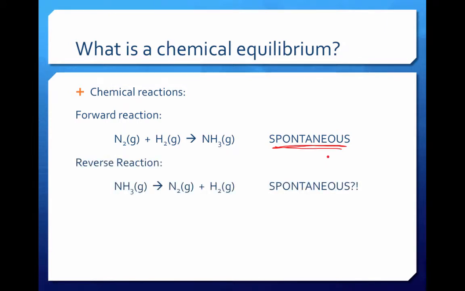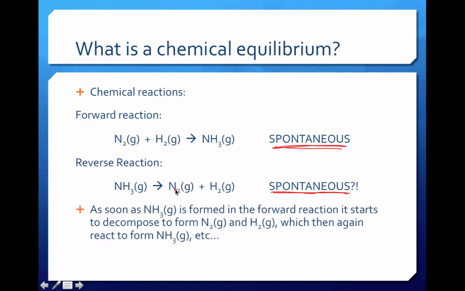We could take a look again at the reverse reaction, in which case the ammonia decomposes to form the nitrogen gas and the hydrogen gas separately. And the thing that makes this process different is that this reverse reaction is also spontaneous, again under the right sets of conditions. So because the forward reaction can happen by itself and the reverse reaction can happen by itself, as soon as that ammonia is formed in the forward reaction, it immediately starts to decompose to form nitrogen and hydrogen. The nitrogen and hydrogen then start to react again to form ammonia, and we can go around this circle over and over and over again.